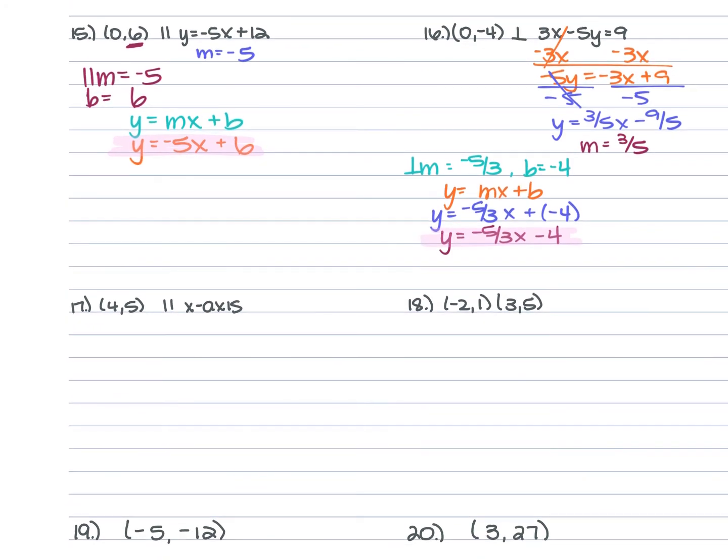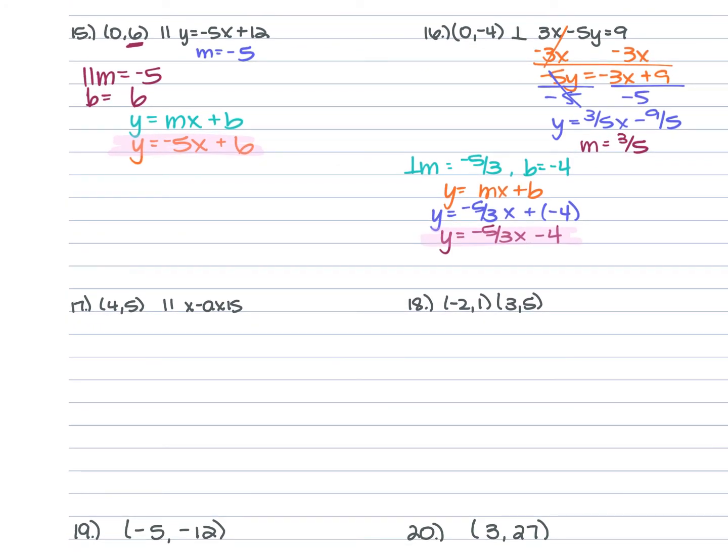For number 17, it gives you the ordered pair (4, 5) and tells you to write the equation of a line that's parallel to the x-axis that goes through that (4, 5). So if it's parallel to the x-axis, what is it going to be? Well, think about it. Your x-axis goes side to side, right? If it's parallel to that, what axis is it going through? The y. If it goes through the y-axis, it's going to be the equation of y = a number. What's the y value from this ordered pair? 5. So it's just y = 5.